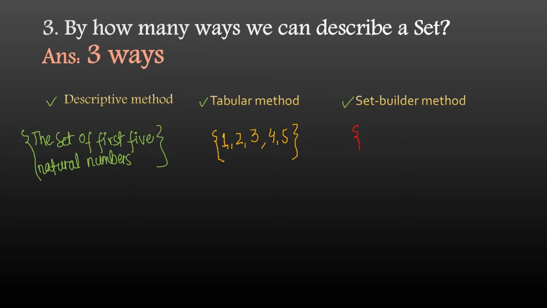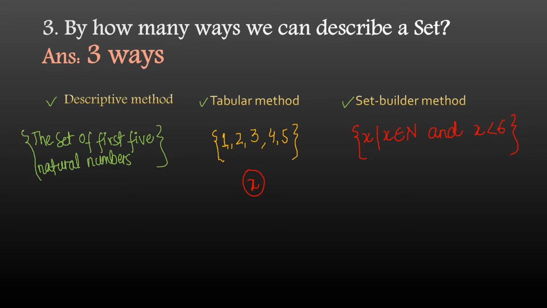I will denote these elements by an element x, okay? The set of x such that x belongs to N because x is a natural number and there is a condition upon x that x is less than 6. Okay, these are three notations to describe a set.